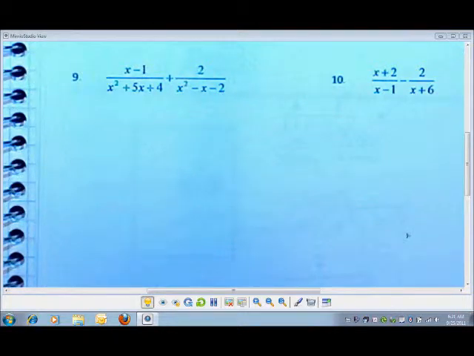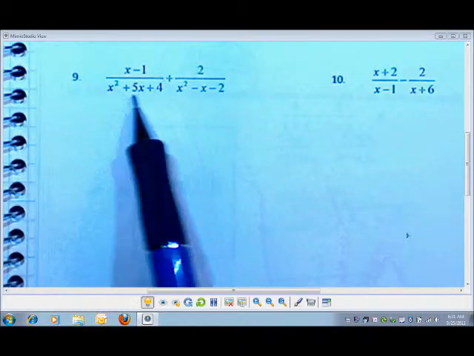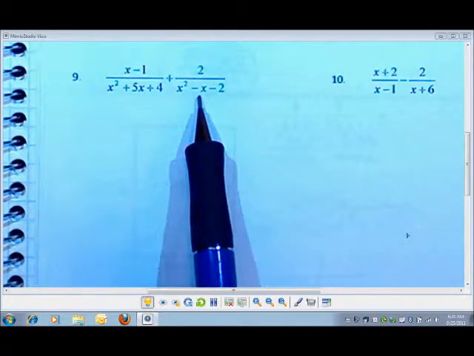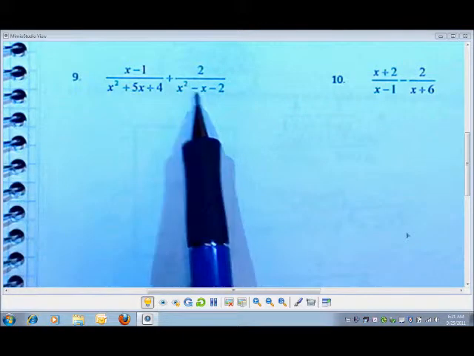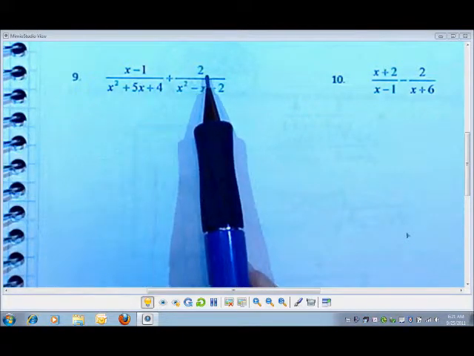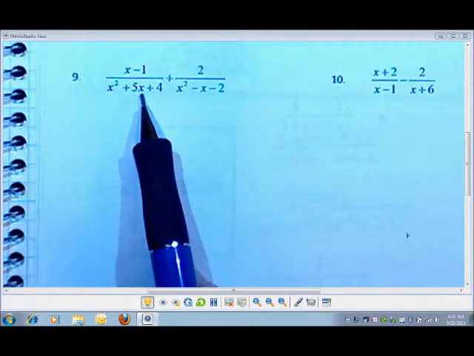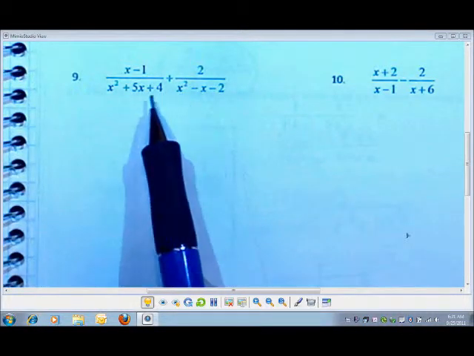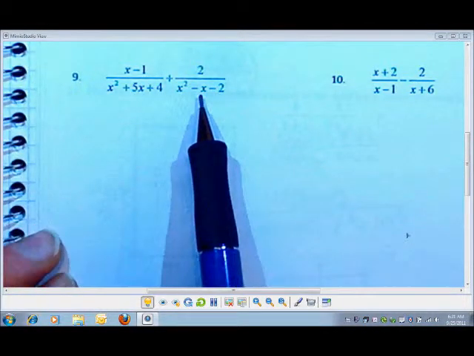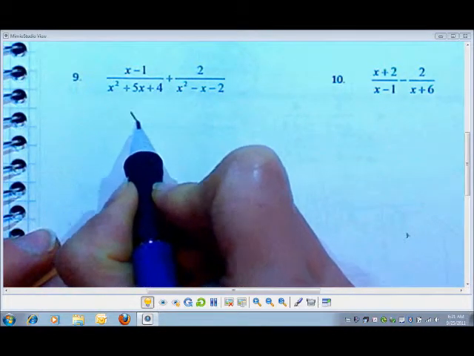Add two rational expressions together. These expressions are a little bit more complicated because we have quadratics in both the denominators. So remember, we need to have the same denominator in order to add our numerators together, which means we need to make sure we have the same exact factors in both denominators. So we're going to factor each denominator and then look for how we can make a common denominator with the same factors.